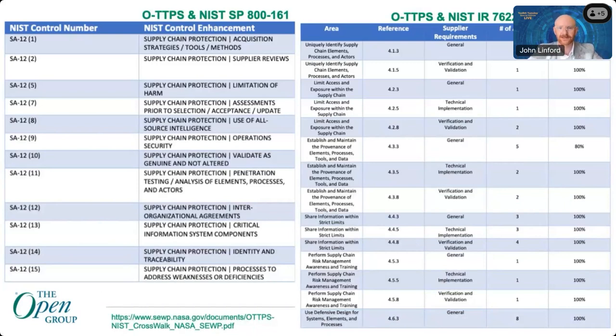And one of the groups that is a big advocate for the standard is NASA's Solution for Enterprise-Wide Procurement Program, their government-wide acquisition contract vehicle. A year or so ago, maybe a little bit longer, they completed a review of the standard and crossover between several NIST documents, including Special Publication 800-161, now 161 Revision 1, and NIST IR 7622. And what they found was great harmony between these documents.